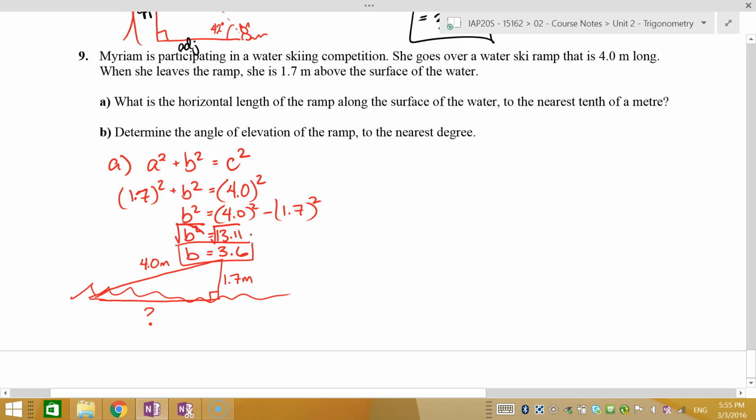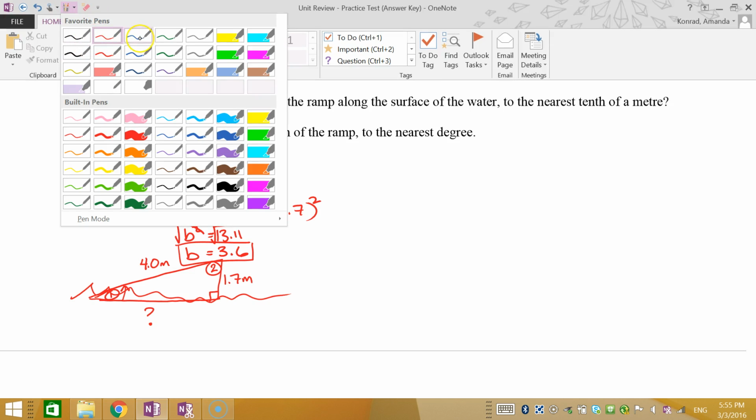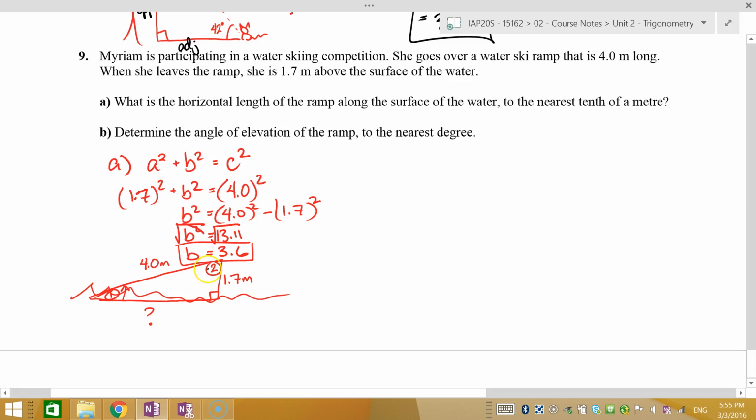Part B asks for the angle of elevation. So which angle is the angle of elevation? Angle 1 or angle 2? If you said angle 1, you are correct. Angle of elevation is always measuring from the horizontal and upward. So we want to use the values that we were given whenever we can. In this particular case, that's 1.7 and 4.0. So I'm dealing with my opposite and my hypotenuse.